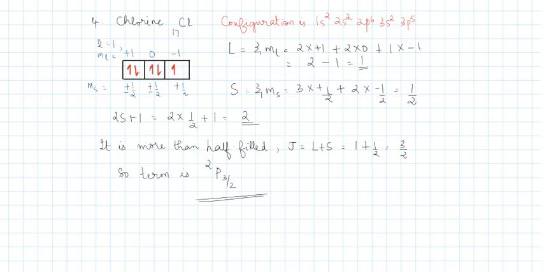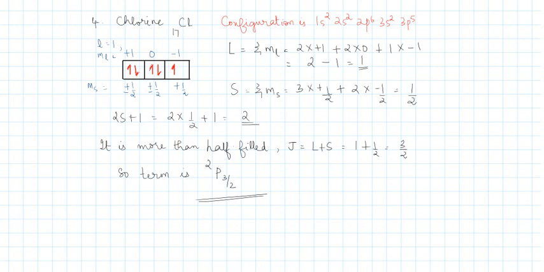So this is how my state looks like. I have ML values of plus 1, 0 and minus 1. Initially, I fill in upspin electrons in all the three, starting with ML equal to plus 1 state. Then I fill the remaining two electrons as downspin. And now I don't have another electron to put in the ML equal to minus 1 state. I have exhausted all my electrons. Now, let us see what is the value that capital L takes. I have two electrons with ML plus 1, two electrons with ML 0 and one electron with ML minus 1.